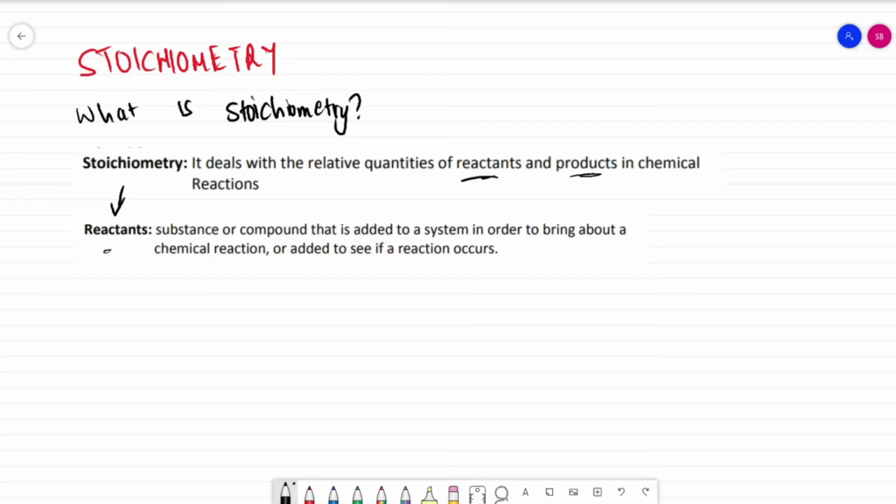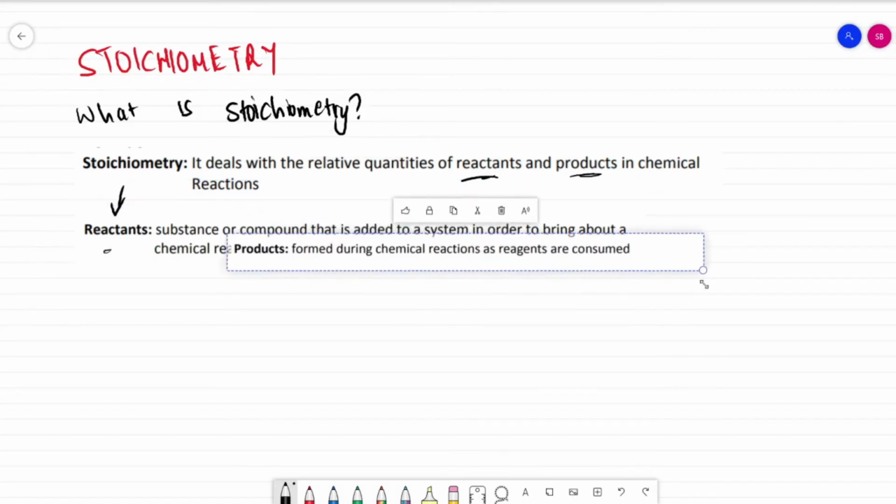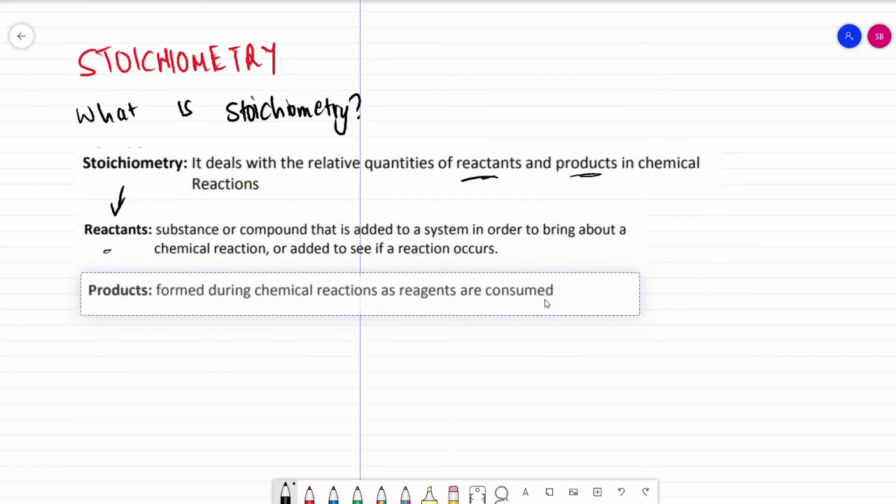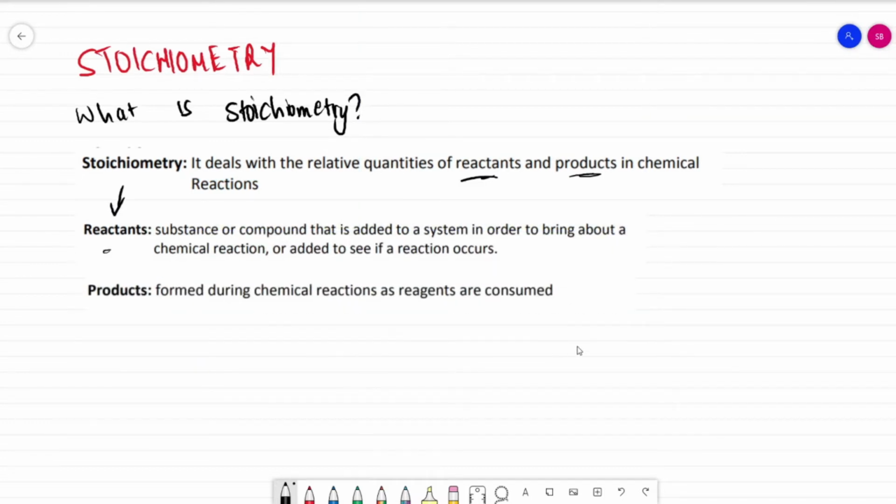Okay, the next thing we need to have a look at is products. Okay, so let's get the definition of a product. So here is the definition of a product. Let me just enlarge it so you guys can see. It says here that products are formed during chemical reactions as reagents are consumed. So the products are simply because of the reactants. Okay, the reactants will react and will form products in the end of the chemical reaction. Okay, so we'll start off with there. So that's the reactants, that is the products.